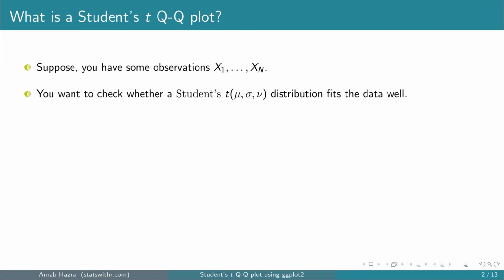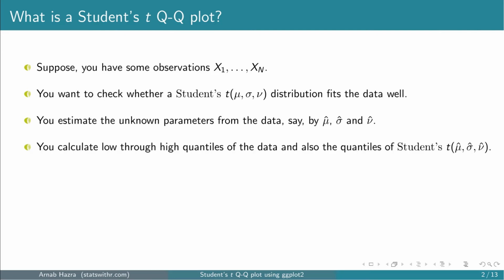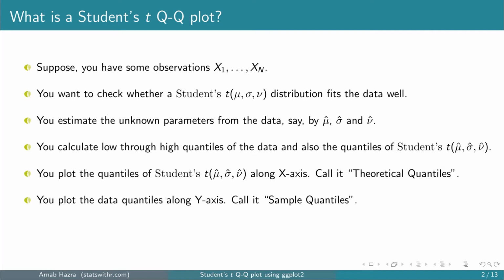The first step of a student's qqplot is fitting a student's t-distribution to your data and estimating its three parameters. Next, you calculate low through high data quantiles and also the corresponding quantiles of the fitted distribution. Then you plot the quantiles of the student t-distribution along the x-axis and call it theoretical quantiles, and also plot the corresponding data quantiles along the y-axis and call it sample quantiles.